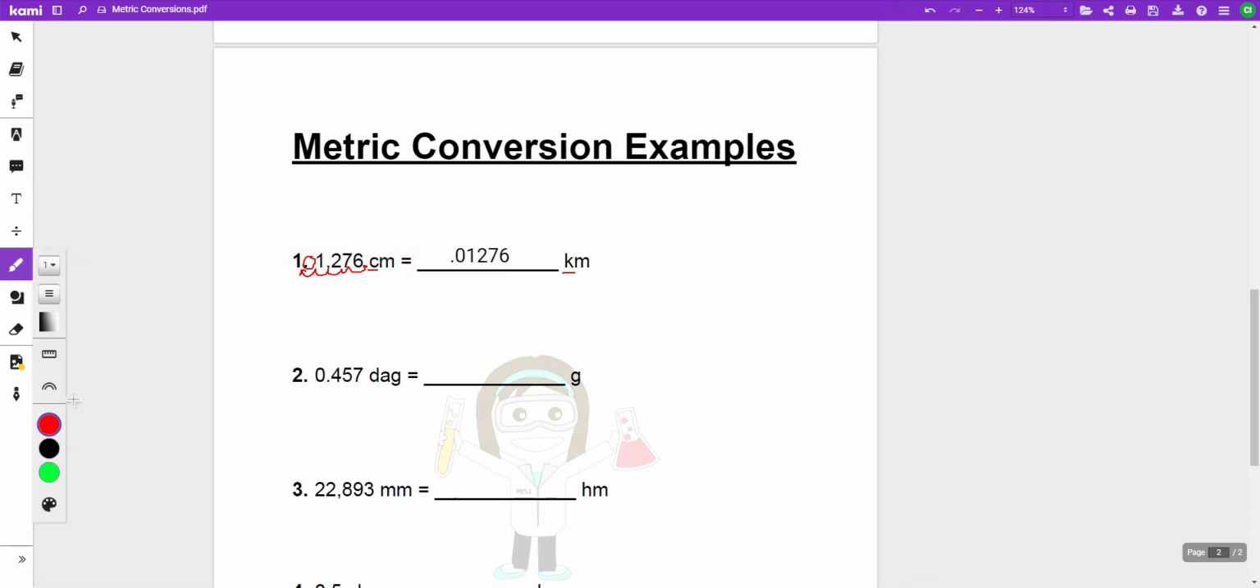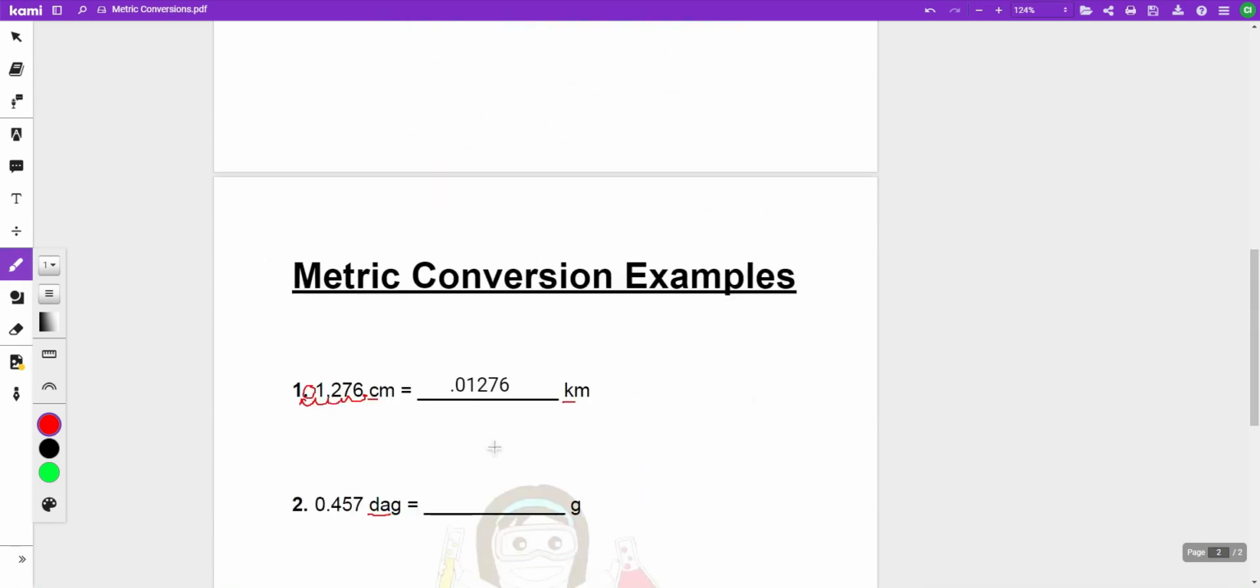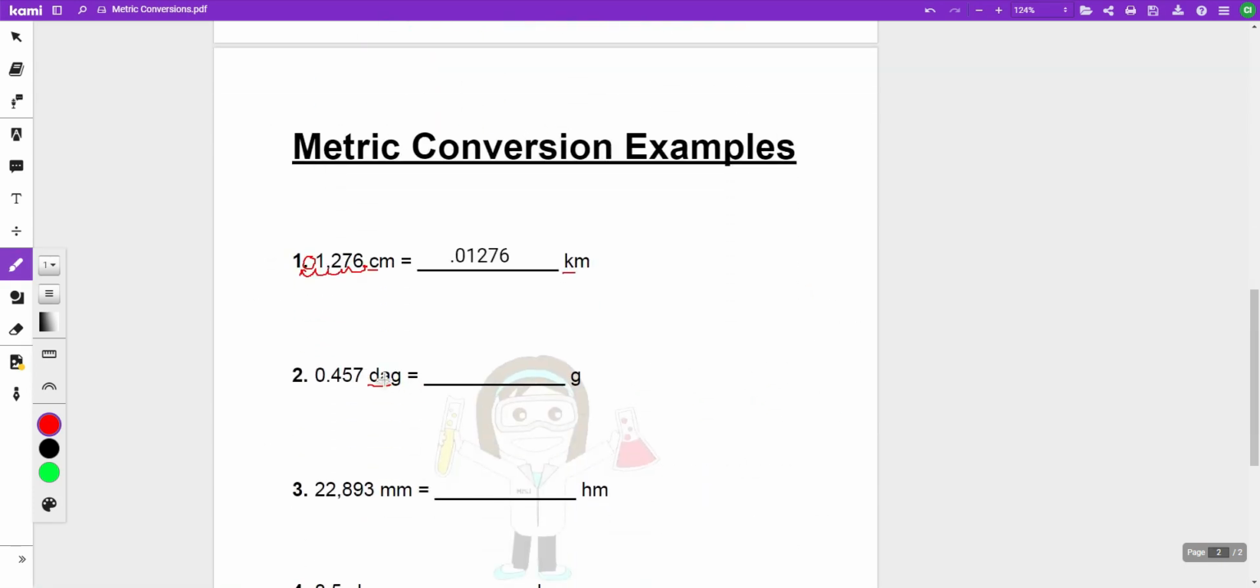All right, let's look at the next one here. Now, on this one, you notice that you've got DA. DA actually stands for Deca. Deca can be abbreviated DA or DK. I've seen Deca spelled DEKA before as well. So we're going to go with DA on this one. Deci is just a D by itself, but Deca is DA. And then we're going to go from decagrams to grams.